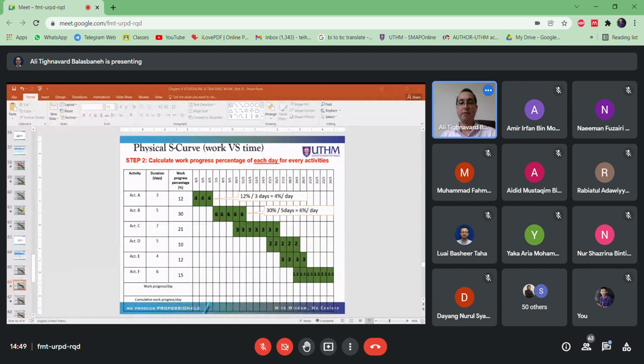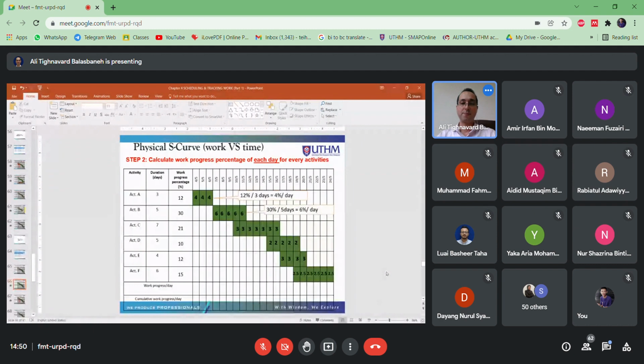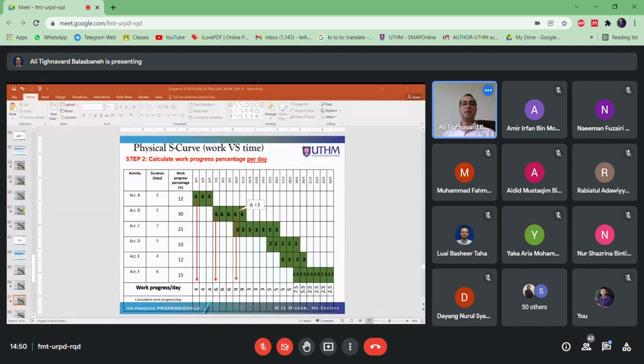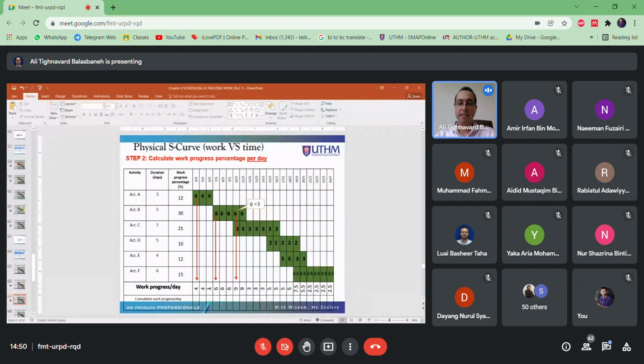Okay, same slide. You do the same calculation for activities C, D, E, and F. Okay, take a look here. Now, step 2, calculate the work progress for every single day. Day 1 is 4, day 2, day 3 same. The next 3 days, each one is 6. But for the next day, same as the previous example, you should do the summation of 6 and 3, which gives 9. So if you continue until the last day, you will get this row.